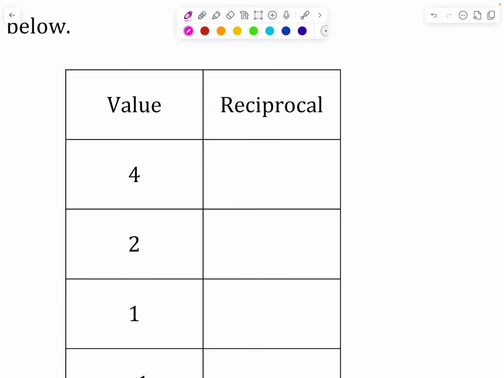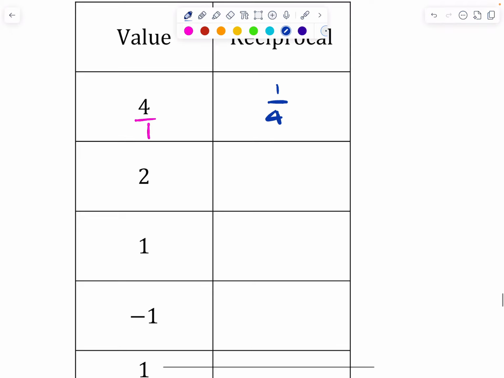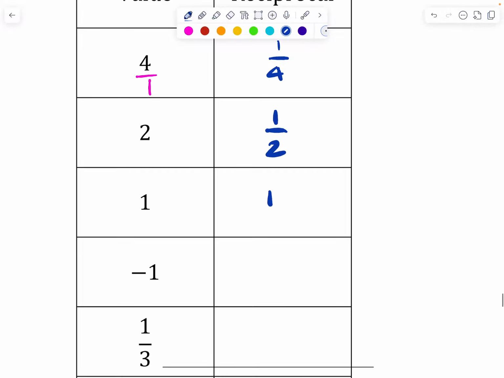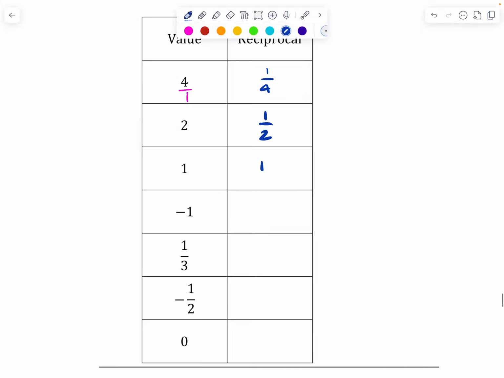So the value is 4. Again, we can think of that as 4 over 1, in which case the reciprocal is 1 over 4. Same, we've got 2, which is 2 over 1. Its reciprocal is 1 over 2. The reciprocal of 1 is 1. The reciprocal of negative 1 is negative 1.